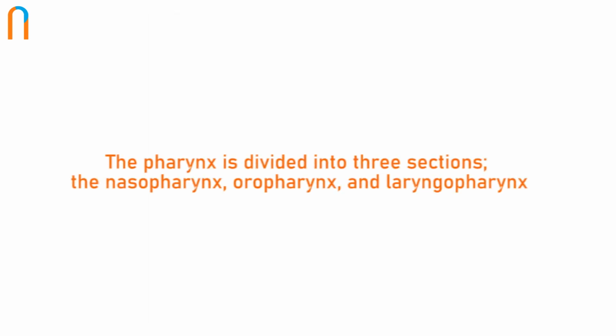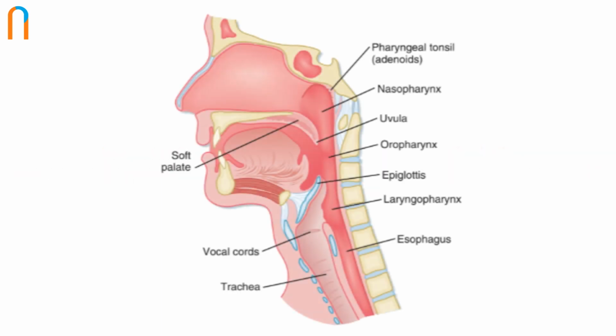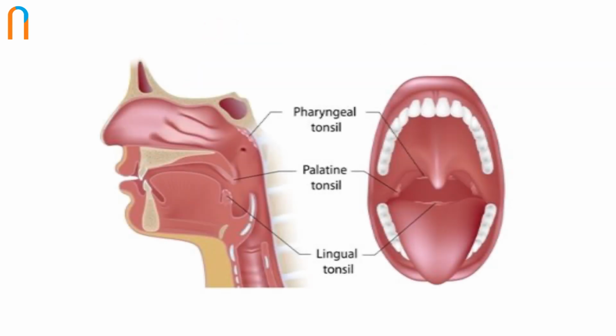The pharynx is divided into three sections: the nasopharynx, oropharynx, and laryngopharynx. Important structures within these regions include the epiglottis, vocal cords, and arytenoid cartilage, which is attached to the vocal cords. The nasopharynx, 2 to 3 cm wide and 3 to 4 cm long, is the most anterior and lies behind the nose. In this region, the nose and mouth are connected via an isthmus that enables both oral and nasal breathing. Also, the nasopharynx contains small masses of lymphoid tissue, also known as pharyngeal tonsils, which fight infections.